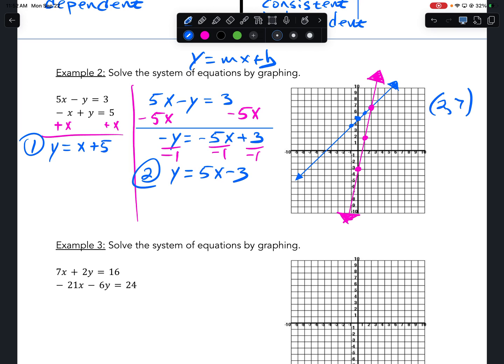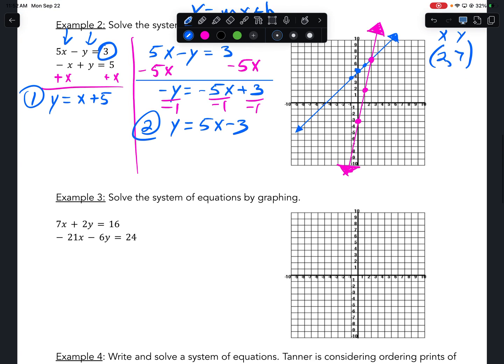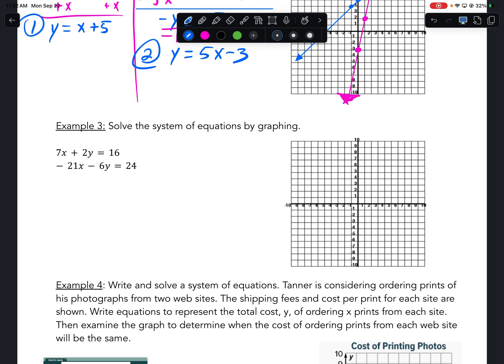Okay. So when they say solve, right, 2's the x, 7's the y, what that means is if I plug 2 in right here, I get 5 times 2, which is 10. And if I plug 7 in right here, 10 minus 7 is 3. And that'll work for both of the equations as well. Okay? So that's what we're doing. We're going to solve the next one.